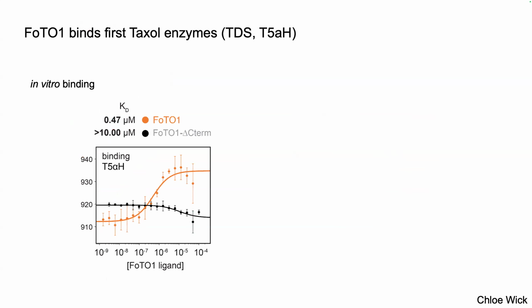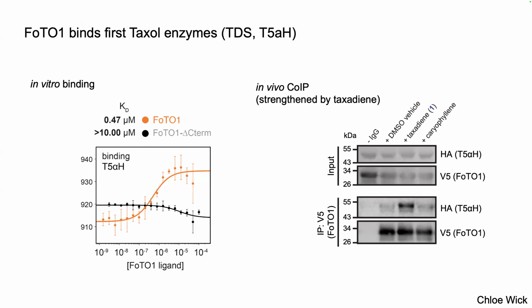And we were surprised to find that actually PHOTO's mechanism appears to depend on some direct interactions with the enzymes in the pathway. We found binding with multiple Taxol enzymes, both in vitro and in vivo. And in vivo, this binding, which we can measure by co-IP, seems to be strengthened if we actually add our first terpene intermediate to the cell lysate, which is kind of an interesting observation.